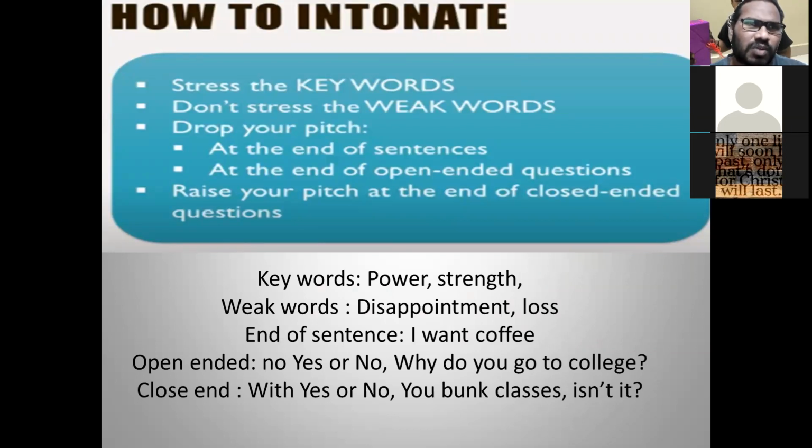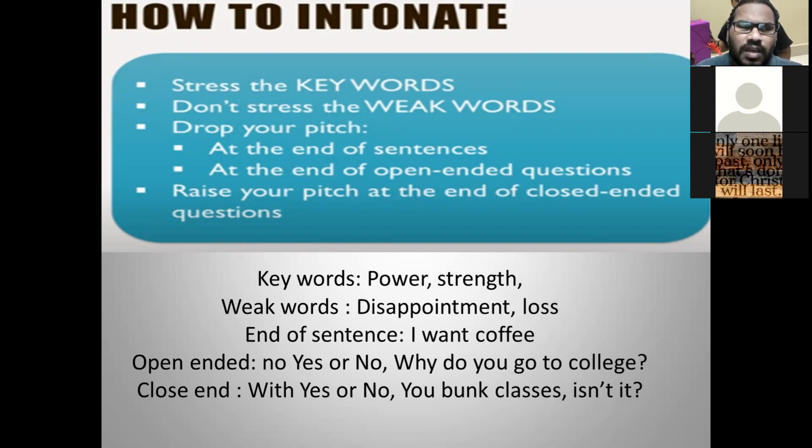There are keywords. How to intonate means we have to stress certain keywords, and not stress others. There are open-ended questions and closed-ended questions. You can follow the PPT: we have to drop our pitch at the end of a sentence and at the end of open-ended questions. We have to raise our pitch at the end of closed-ended questions.